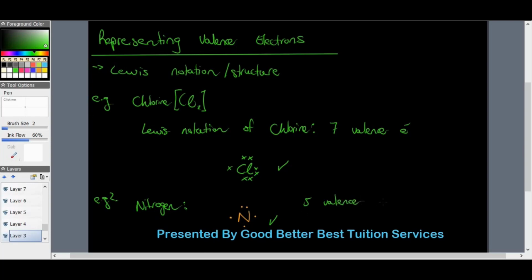If we can remember this little rule and this little trick, we will be able to draw Lewis structures extremely well and understand covalent bonding further.